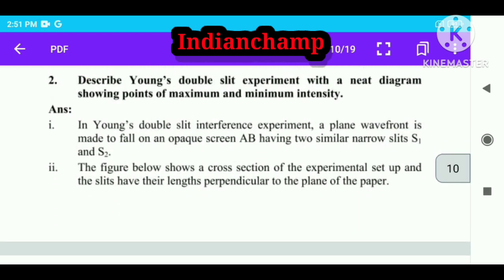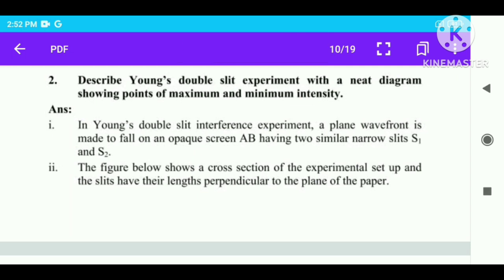Question number second. Describe Young's double slit experiment with a neat diagram showing the points of maximum and minimum intensity. Answer. First, in Young's double slit interference experiment, a plane wavefront is made to fall on an opaque screen AB having two similar narrow slits S1 and S2. Second, the figure below shows a cross section of the experimental setup and the slits have their length perpendicular to the plane of the paper.